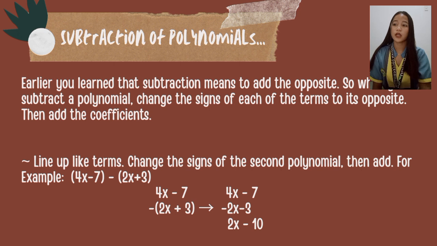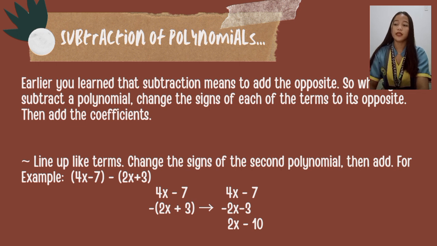So, subtracting polynomials will lead you to addition of polynomials. The first thing we need to do is copy the first polynomial. So we have there 4x minus 7. Then after copying the first polynomial, we will change the operation to addition. And next, for the second polynomial, all the signs of its terms will be changed. So if this is positive, it will become negative, and this is positive, it will become negative 3.